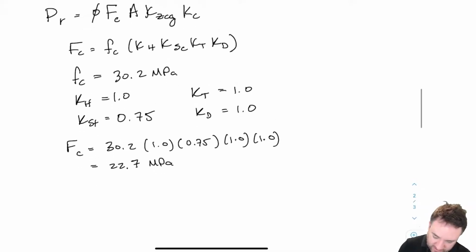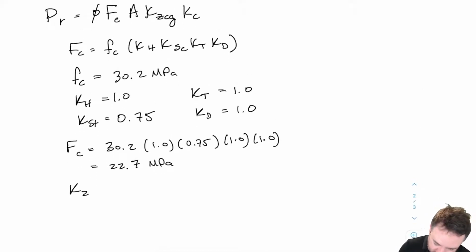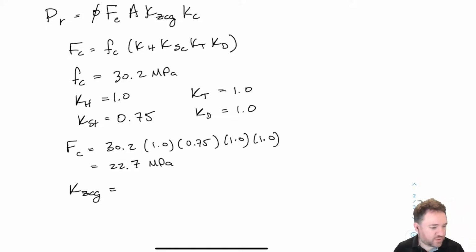And now we can calculate KZCG, which is our size effect factor. You remember, this is one of the big differences between lumber and glulam designed for compression parallel. For lumber, this value changes depending on if we're talking about strong axis buckling or weak axis buckling. But for glulam, there's only one factor, which makes this whole process a lot easier for glulam. We'll see an example for lumber when we talk about built-up column sections.